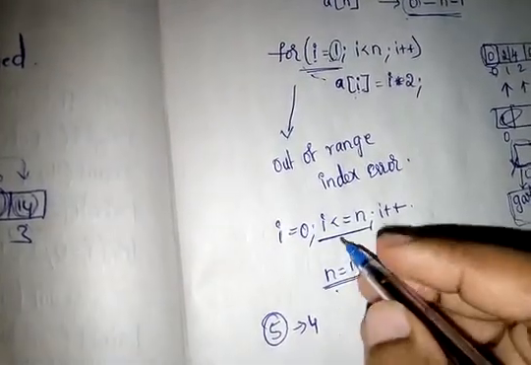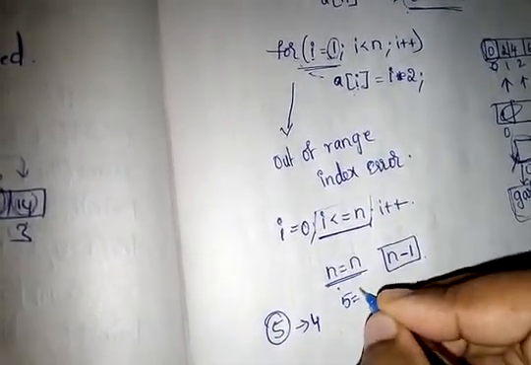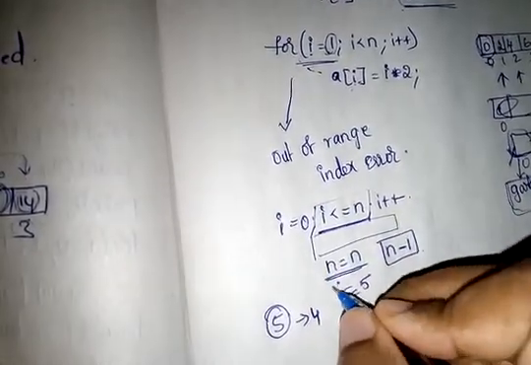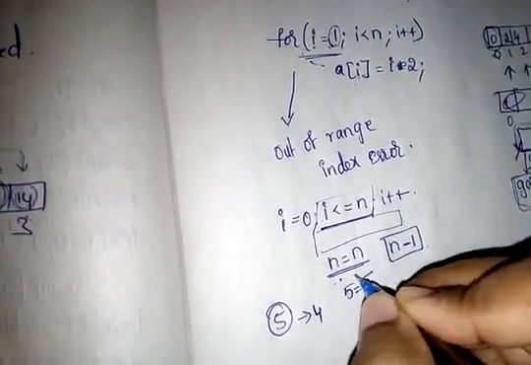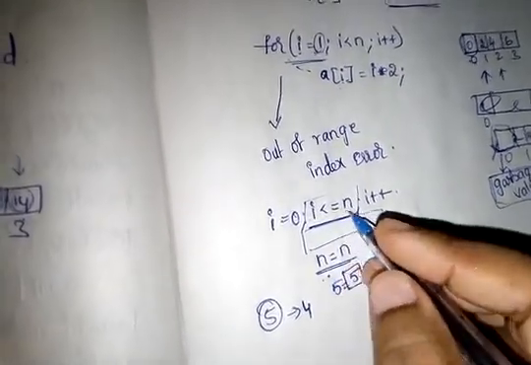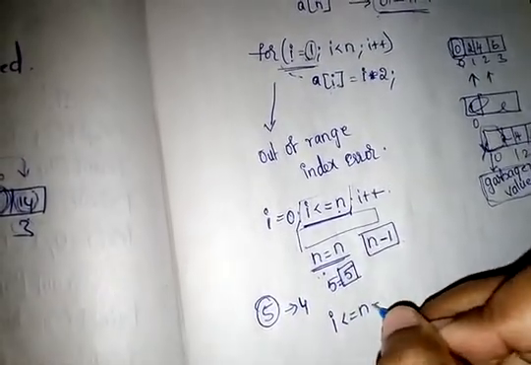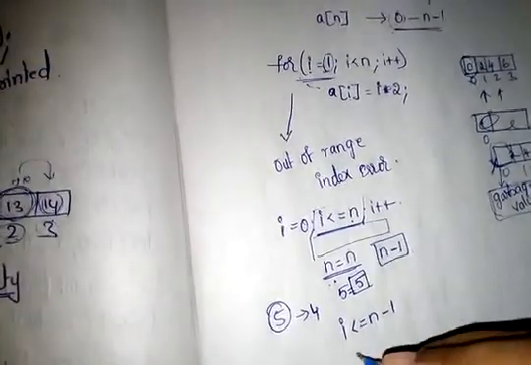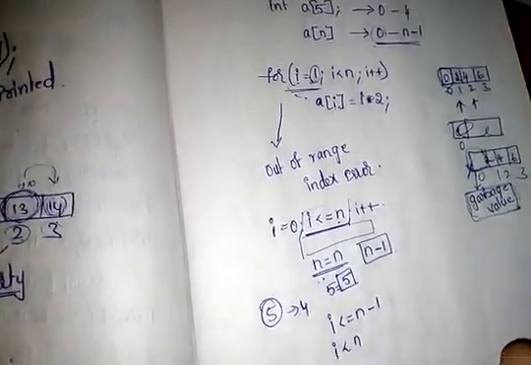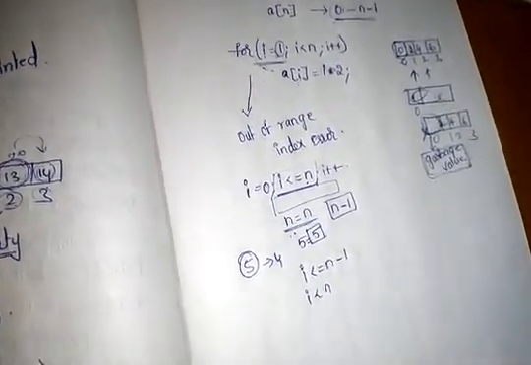But if we write it like this, i less than or equal to n, 5 will also be equal to 5 and the loop starts executing, but we never have an index 5. So whichever the range, if you want to write the condition with equal to, you have to write i less than or equal to n minus 1, or you can write i less than n.